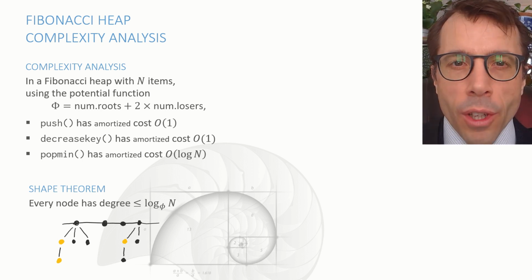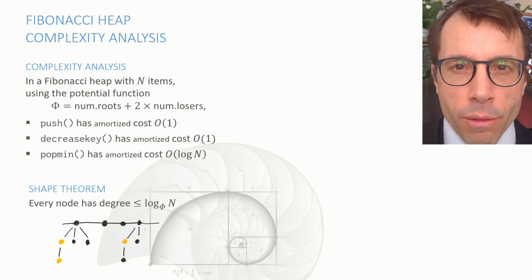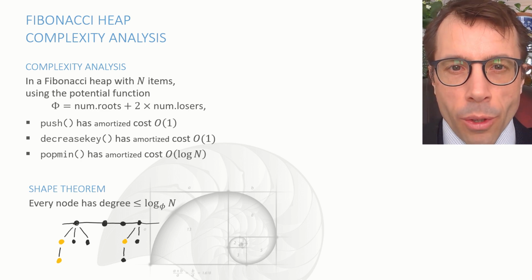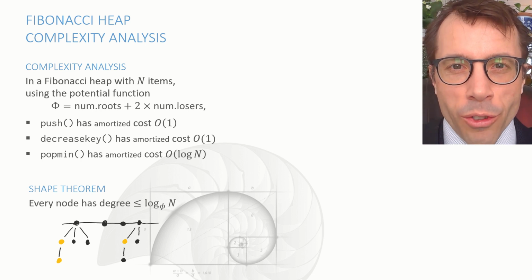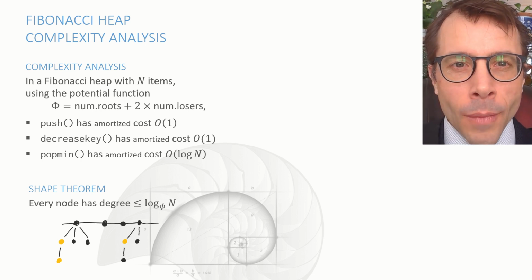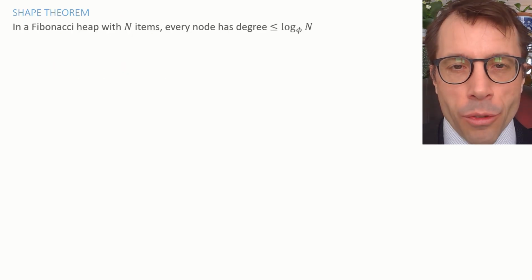In the exam, you'll definitely be expected to be able to do careful, detailed amortized analysis once someone gives you a potential function, and you'll also be asked to invent your own potential functions. But this shape theorem, it's so out of the box, it's non-examinable. I'm only including the proof here because otherwise you'll be left wondering where on earth does the name Fibonacci heap come from. Okay, so let's prove the shape theorem.